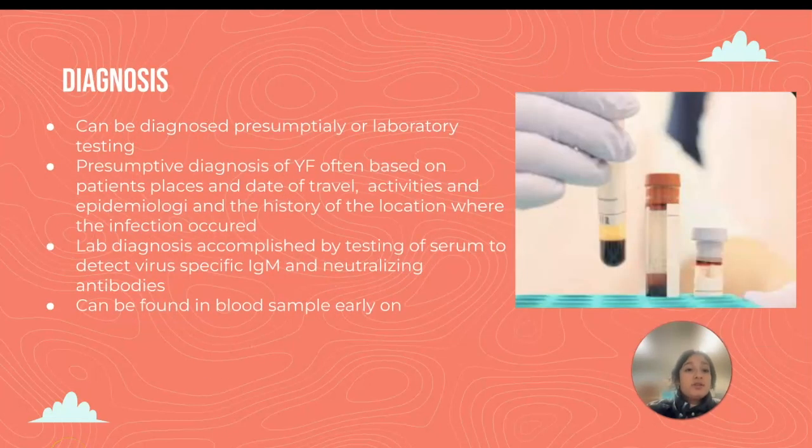Okay, so diagnosis. You can be diagnosed with yellow fever two different ways. It can be assumed based on the places that the patient has traveled and the dates that the patient has traveled, and if there has been an outbreak in that area of yellow fever. Or it can also be tested in a lab. This can be done by testing of serum in order to detect the virus inside the blood and neutralizing antibodies. Yellow fever can be found in blood samples early on. I know that there are some diseases where this isn't the case, so it is very helpful that yellow fever can be found early on in blood samples if you catch it on time.